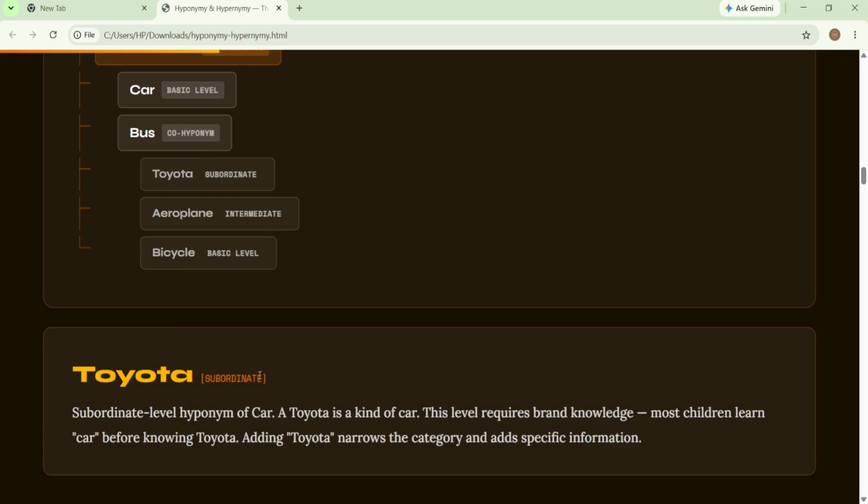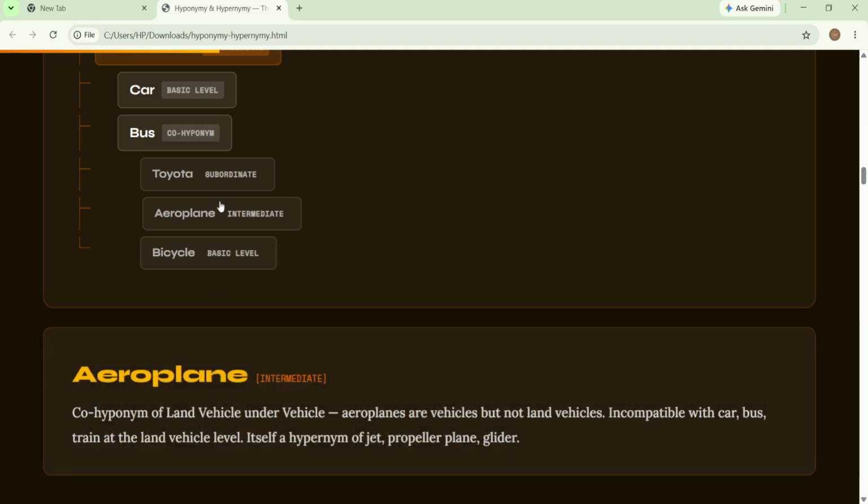Subordinate level: a hyponym of car. A Toyota is a kind of car. This level requires brand knowledge. You must learn car before knowing Toyota. Toyota is like adding a category or specific information. Then comes airplane.